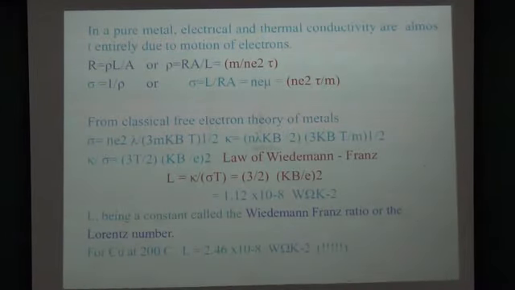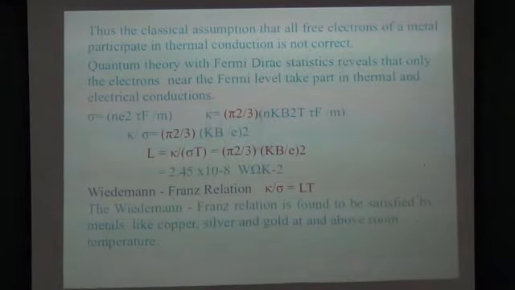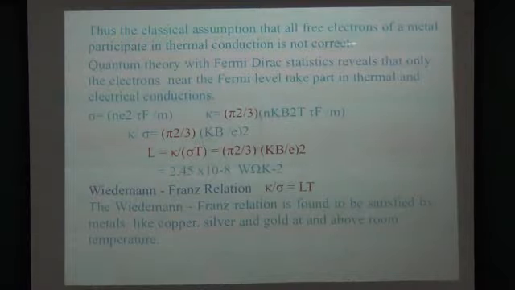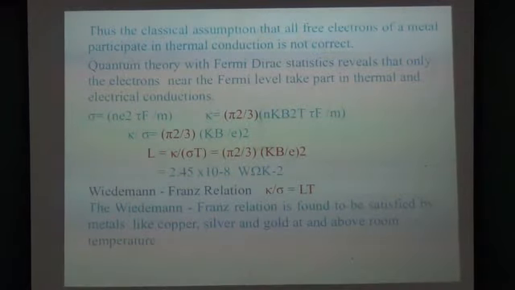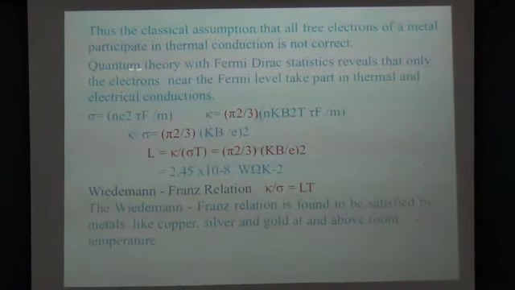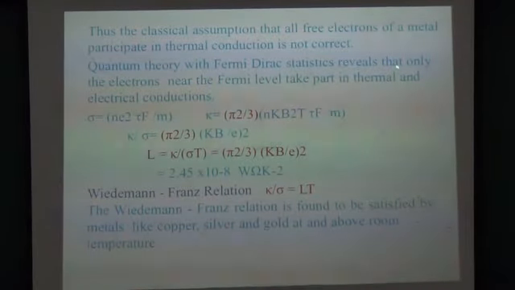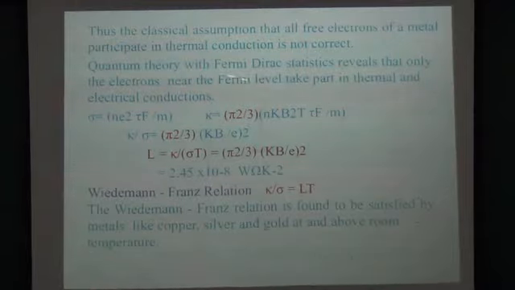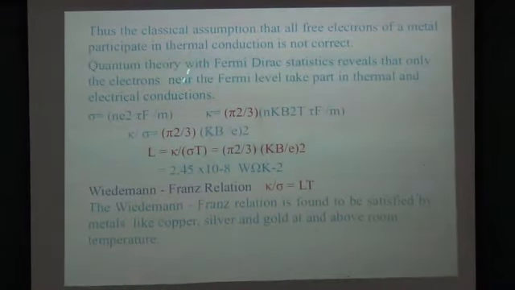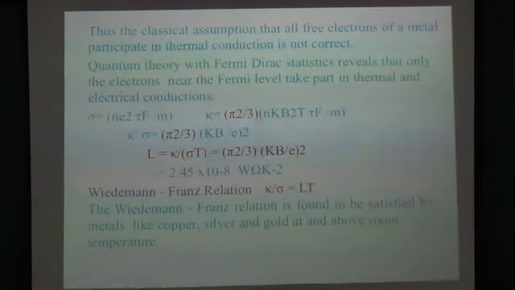So what has been done? The classical assumption that all the free electrons of a metal participate in the thermal conduction is not correct. So then we make use of the quantum theory with Fermi-Dirac statistics, and this reveals that only the electrons near the Fermi level take part in thermal and electrical conduction.